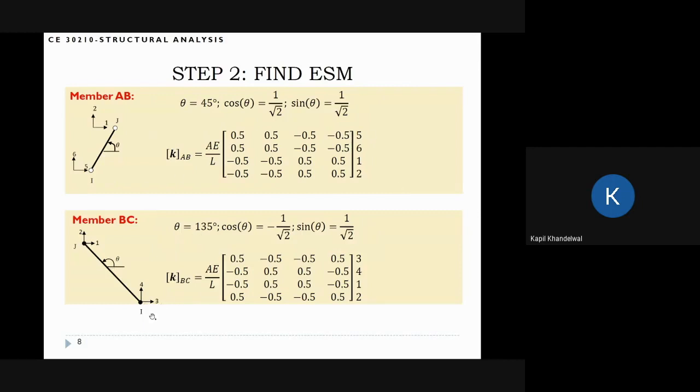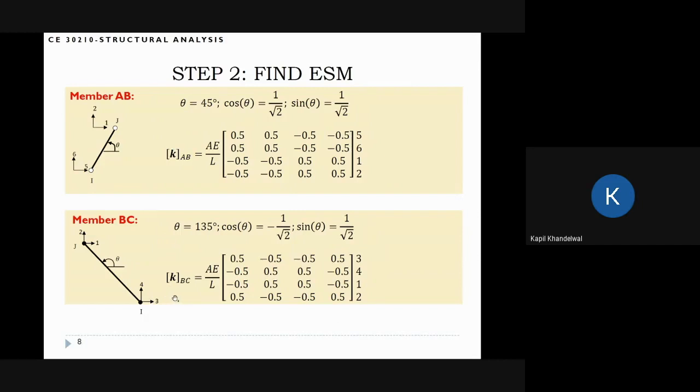For member BC, I'm calling this node I, and this is node J. And the degree of freedom ordering is 3, 4, 1, 2. Theta is 135 degrees. So this orientation angle is 135 degrees. And these are the entries of the stiffness matrix KBC.